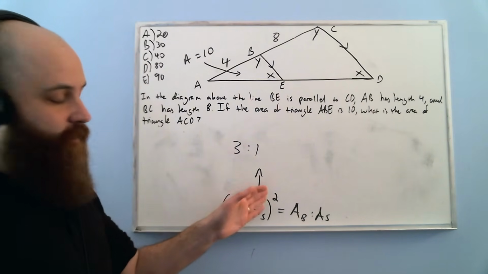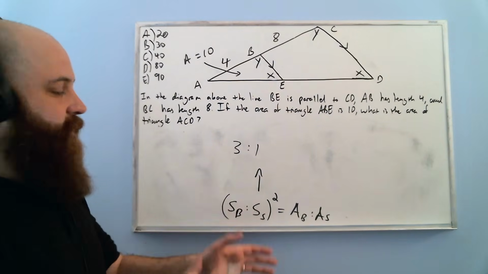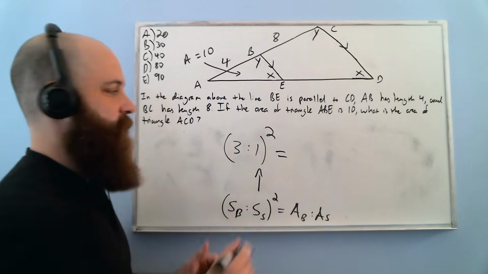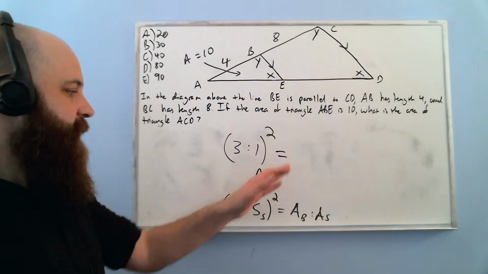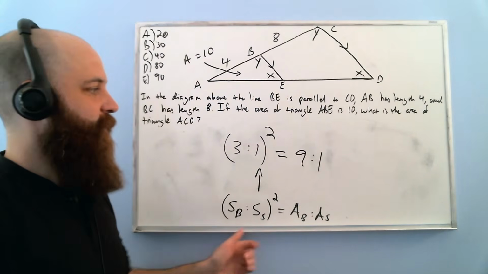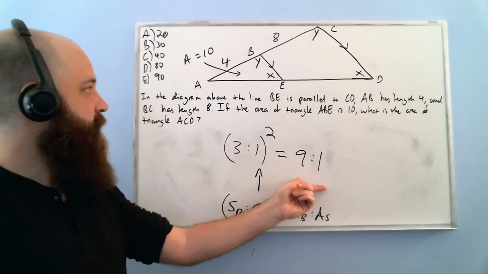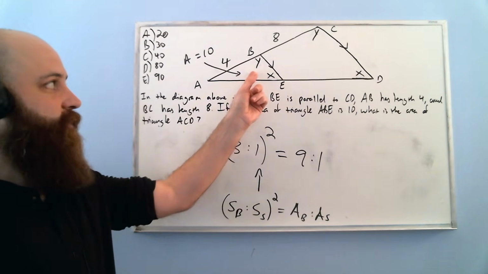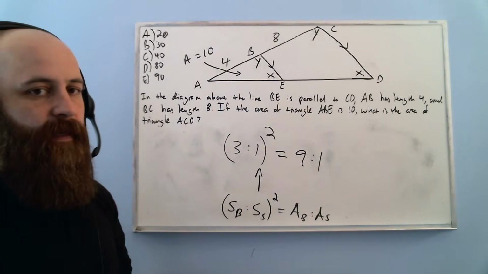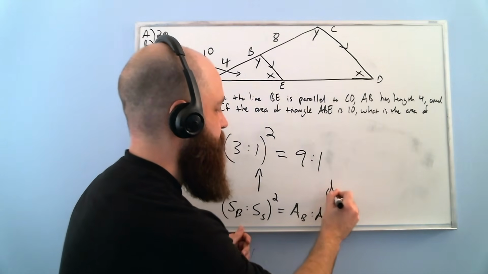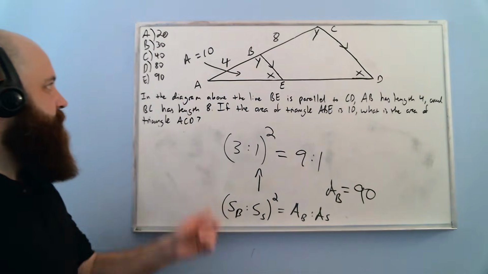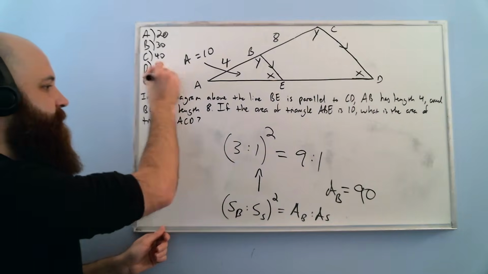The formula tells me if I square that ratio, the ratio of the side of a big triangle to the small triangle, that'll give me the ratio of their areas. And if I square 3 to 1, I get 9 to 1. Great. So that's the ratio of their areas. Now I know the area of the small triangle. They told me that was 10. So the area of the big triangle has to be 9 times that, or 90. So that leads me to answer choice E.